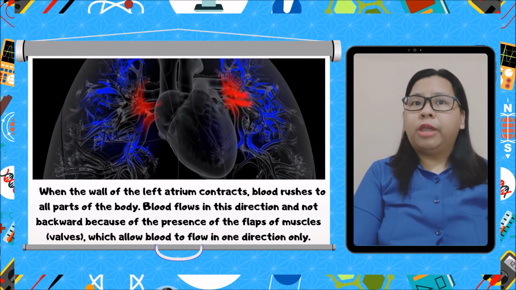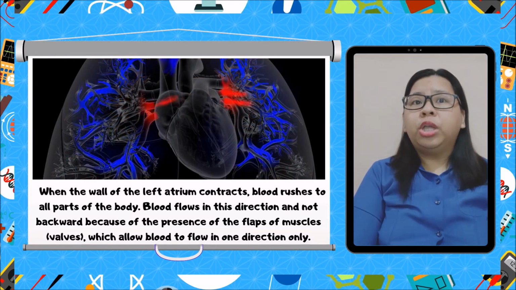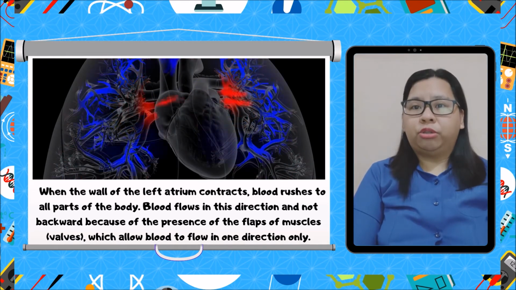Blood flows in this direction and not backward because of the presence of flaps of muscles, also known as valves, which allow blood to flow in one direction only.